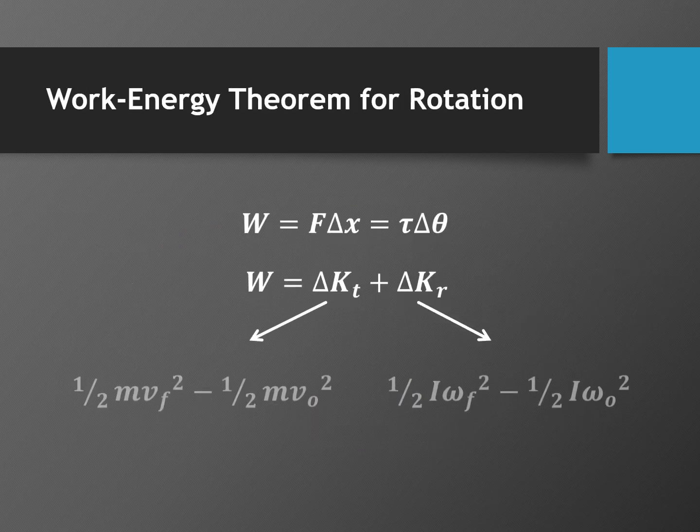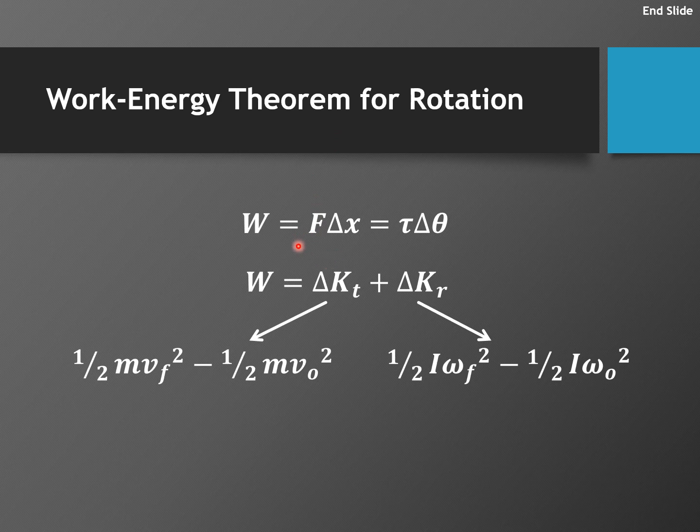So our work energy theorem: work is going to be equal to force times displacement. It's also equal to torque times the angular displacement. And then the work is going to be equal to the changes in translational kinetic energy plus rotational kinetic energy. Now we have the equations for both of them: 1/2 times mass times the final velocity squared minus 1/2 times mass times the initial velocity squared for the translational kinetic energy change. And then 1/2 times moment of inertia times final angular velocity squared minus 1/2 times moment of inertia times initial angular velocity squared for the rotational change in kinetic energy.